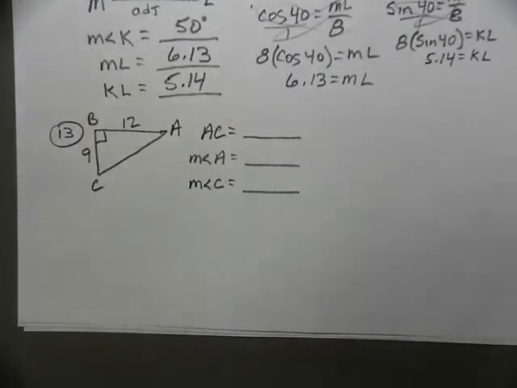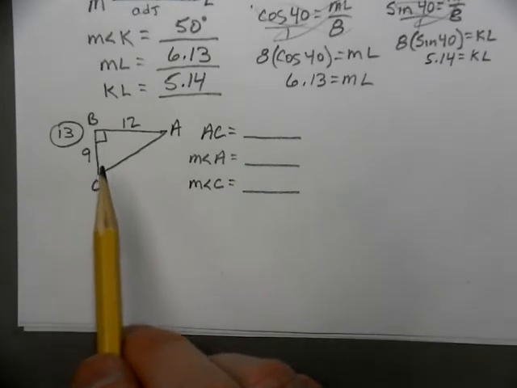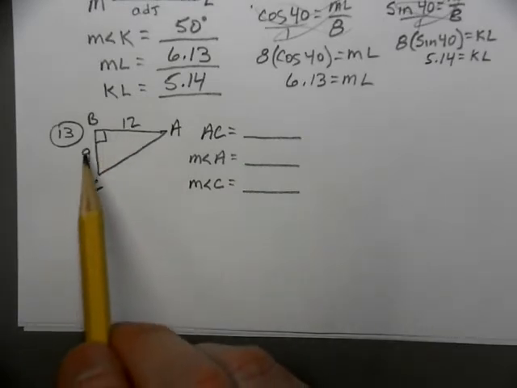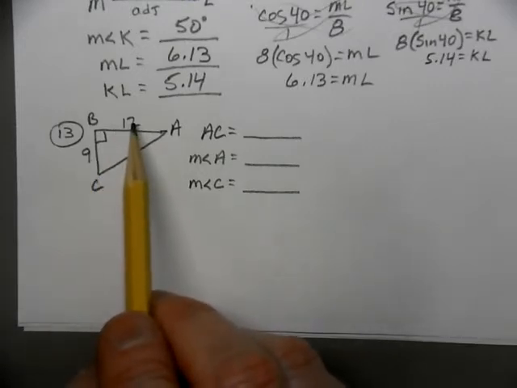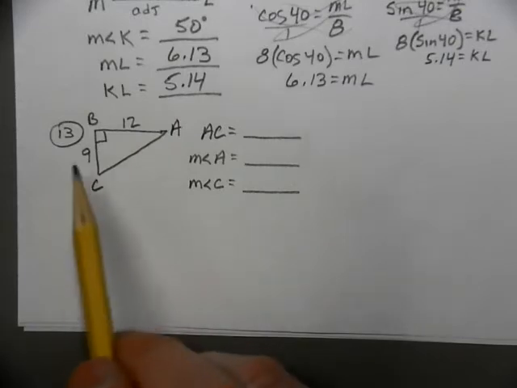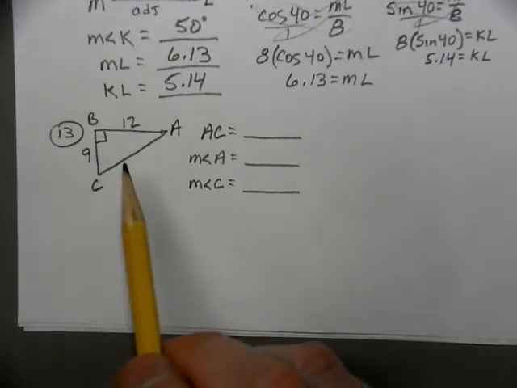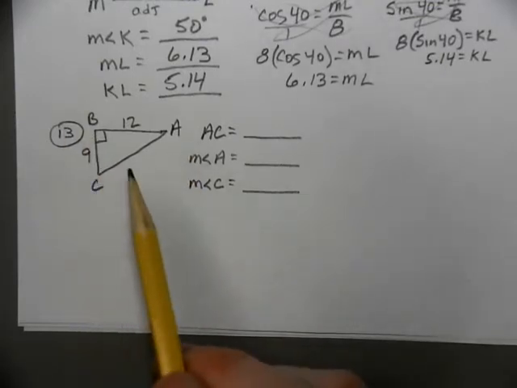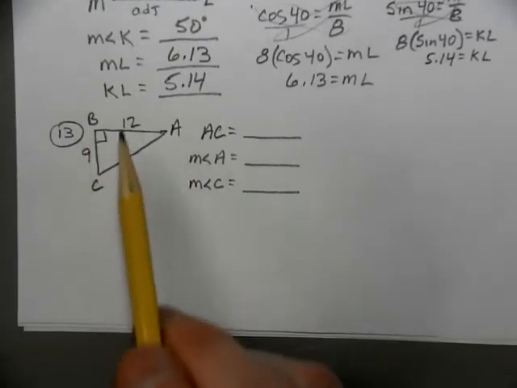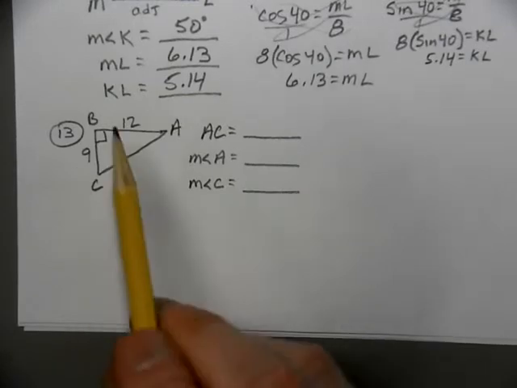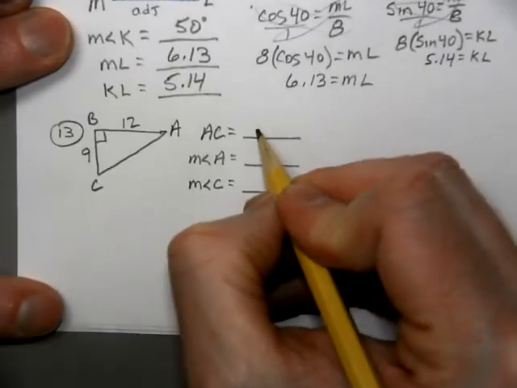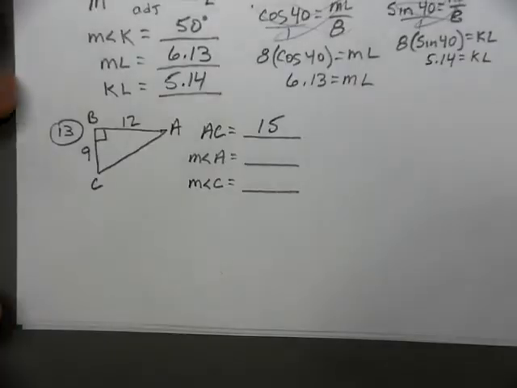So for number 13, we're still solving the right triangle. We're going to look at this, and I see 9, 12. I see that 9 and 12 are made up of 3 times 3 and 3 times 4, and 3 times 5. 3, 4, 5 is a Pythagorean triple. So this is a multiple of 3 for each one of those numbers. 3 times 3, 3 times 4, 3 times 5. So I know that AC is 15.